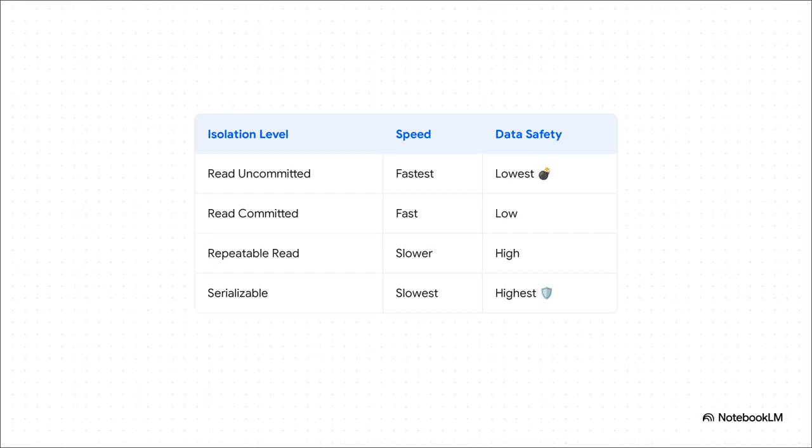All the way at the bottom, you have serializable. It's the absolute safest. It's like every transaction runs one after the other, no conflicts. But it's also the slowest. All the way at the top, read uncommitted is lightning fast, but you're opening yourself up to all those scary data problems we just talked about. Choosing the right level for the job is absolutely critical.